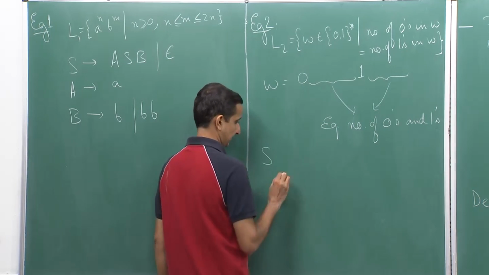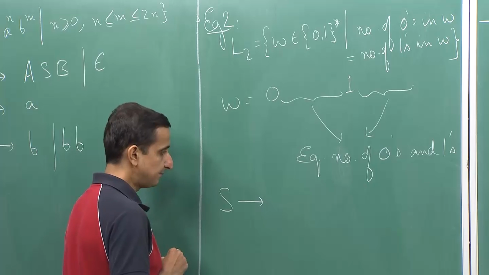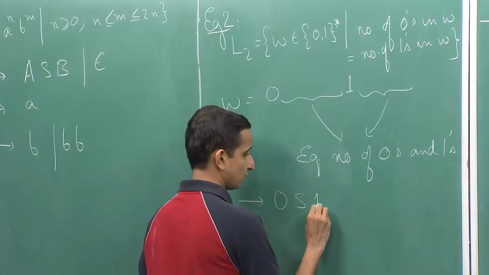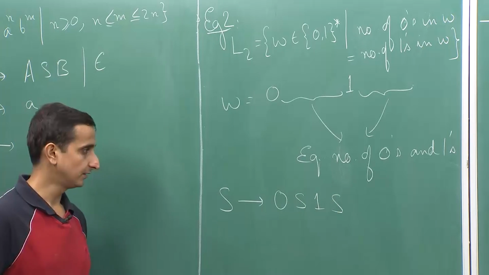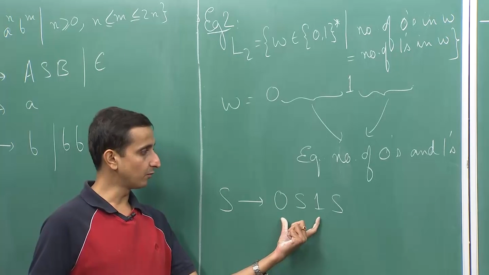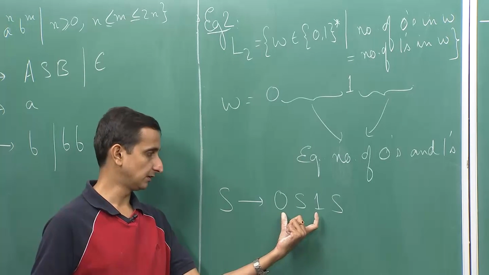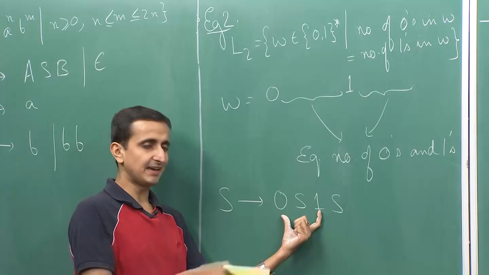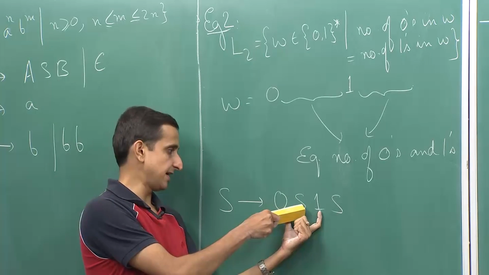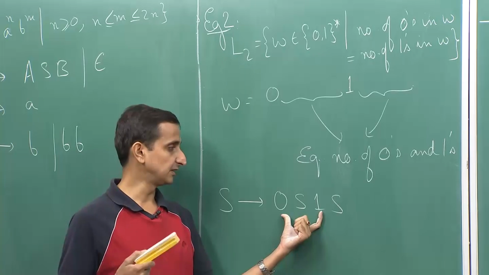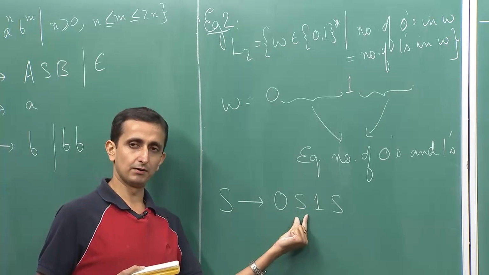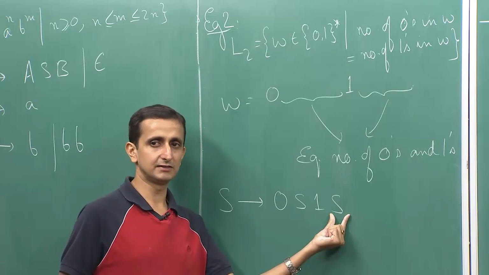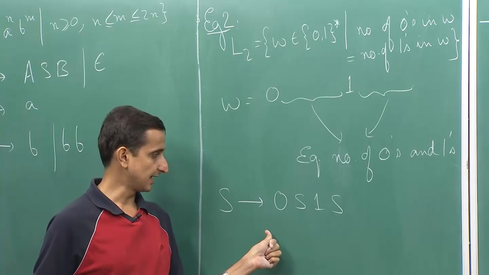So, I take my start variable and I replace S with 0 S 1 S. This means that I have 0 and 1 which are matching each other, and between them I can have any string. So, S can get replaced with some other string generating an equal number of zeros and ones, and again after the 1 I can have a string with an equal number of zeros and ones which S is generating.